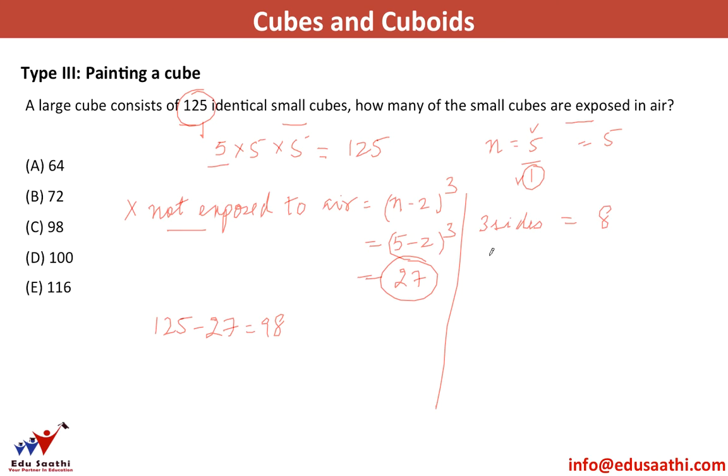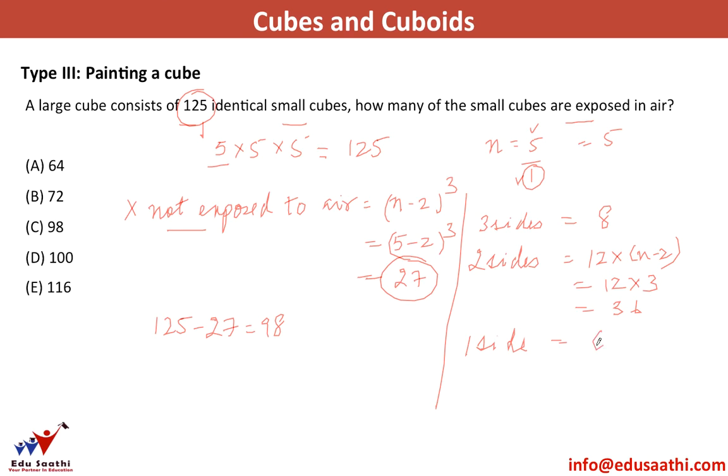I have 8 cubes. How many cubes have 2 sides painted? I have 12 edges multiplied by n minus 2. So this is 12 into 5 minus 2, which is 3. This gives me 36. How many cubes have 1 side painted?